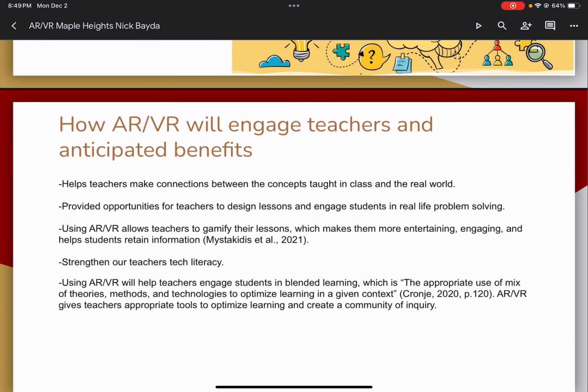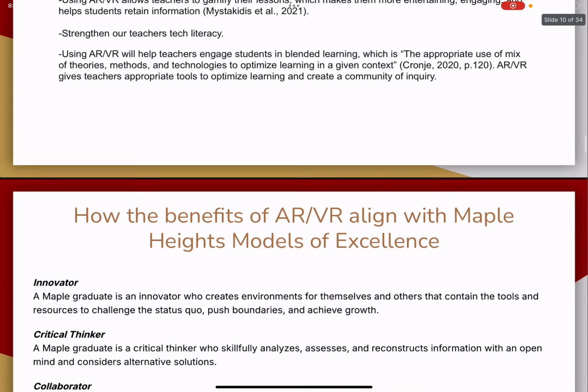Furthermore, I think teachers would benefit because they could make connections between what they teach in class and the real world a little easier. I also think it would help give teachers opportunities to make lessons that have students solve real-life problems. Research also has shown that AR and VR helps teachers gamify their lessons, making them more entertaining, engaging, and helping students retain information. And furthermore, I think it would help our teachers improve their tech literacy, and it would really help us create a community of inquiry in our classrooms as well.